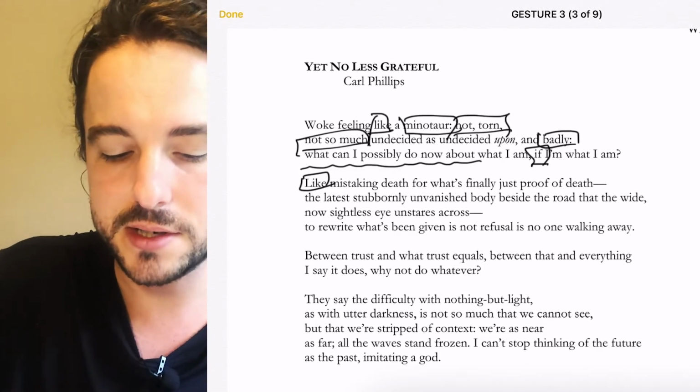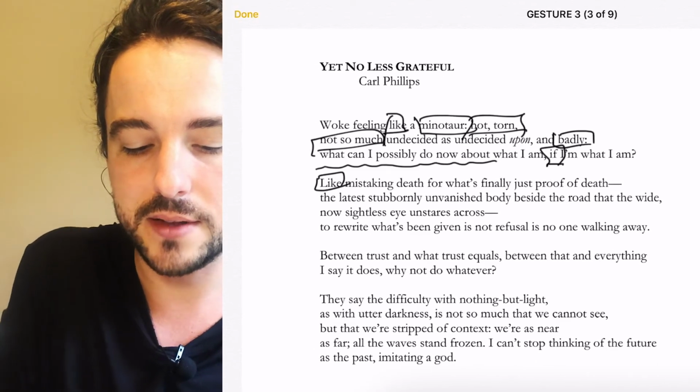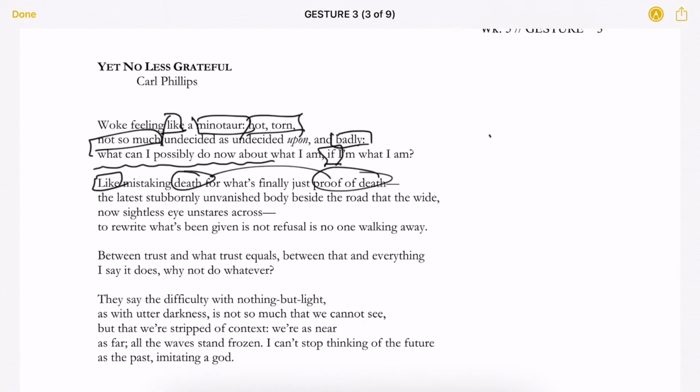All right, so let's pause here for a second. Like mistaking death for what's finally just proof of death. So the poem is differentiating between these two concepts. On the one hand, we have death. On the other hand, we have proof of death. And then it provides an example. It moves into this image, which is a stubbornly unvanished body beside the road.